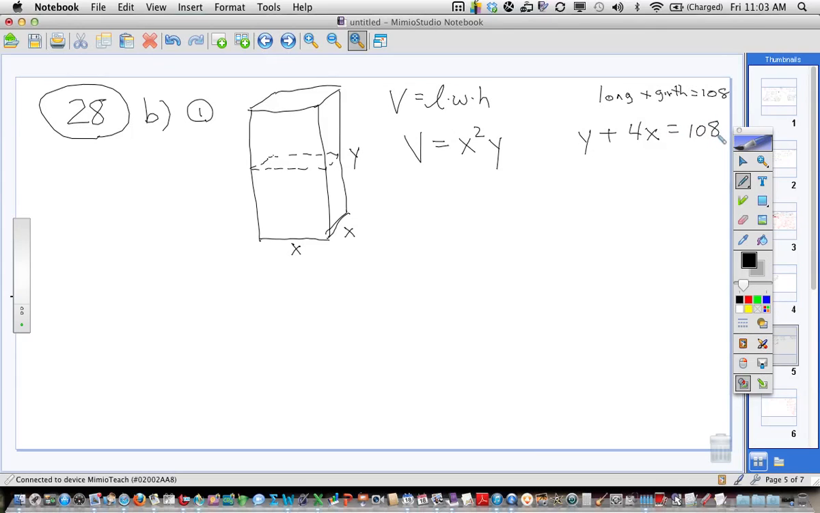That's our secondary information. Okay, so there's step 3. Well, no, we're still on step 3. We need to use that now to do what? We're going to solve that for y, and we're going to substitute that in here. So we get x squared times y, which is 108 minus 4x.